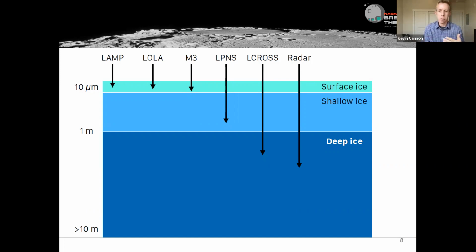So we kind of have to distinguish between ice that's right at the surface, right at the optical surface, shallow ice within the upper meter, and then deeper ice that could be more than a meter down. Next slide.